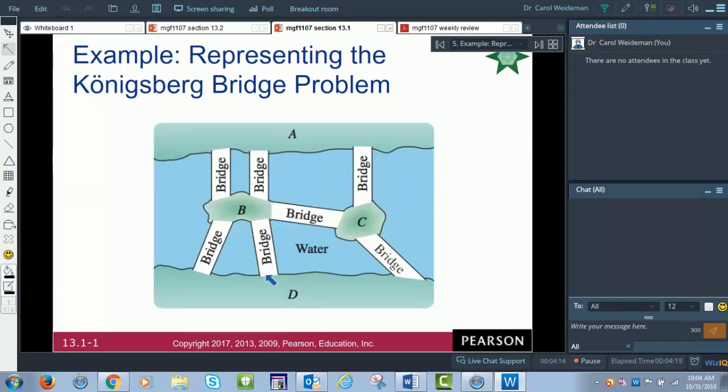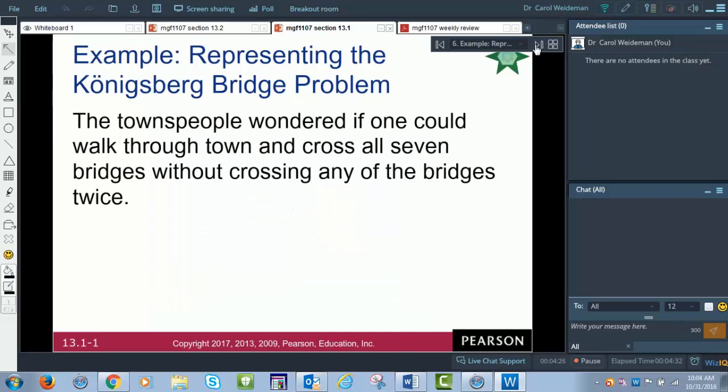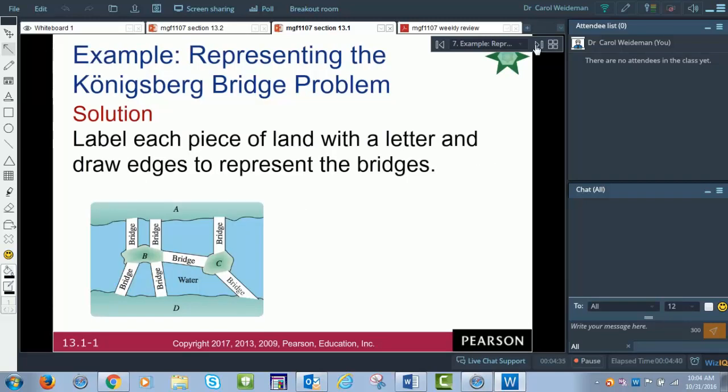Here A and D are two parts of the town, and then these islands were also included in the town. There are a total of seven bridges that connect the different parts of the town. So three here, and then one that connects island B to island C. The townspeople wondered if one could walk through town and cross all seven bridges without crossing any of the bridges twice. So first we're going to label this and then create a graph that represents what we see here.